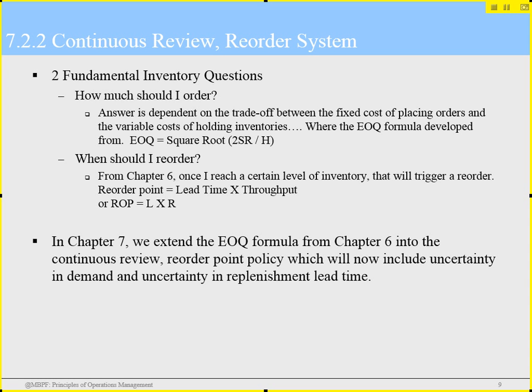Okay? So in Chapter 7, we extend the EOQ formula from Chapter 6 into the continuous review reorder point policy, which now includes uncertainty in both demand and replenishment lead time.